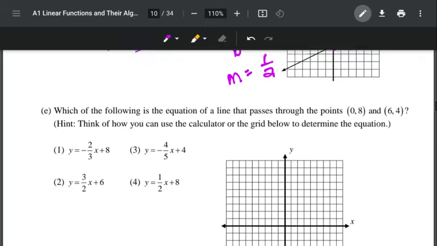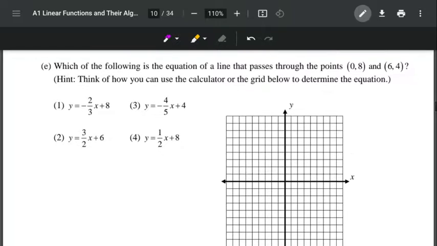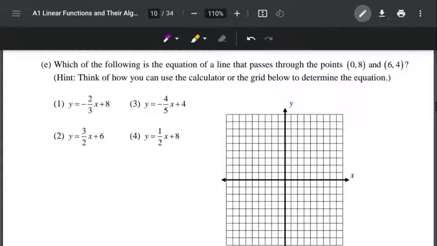If you're feeling confident, pause this and try letter E. Sorry, it should be letter D. I can't do alphabetical order. Which of the following is the equation of the line that passes through the point 0, 8 and 6, 4? So that's right here, and 6, 4. 1, 2, 3, 4, 5, 6. 1, 2, 3, 4. Try again, shaky hands.